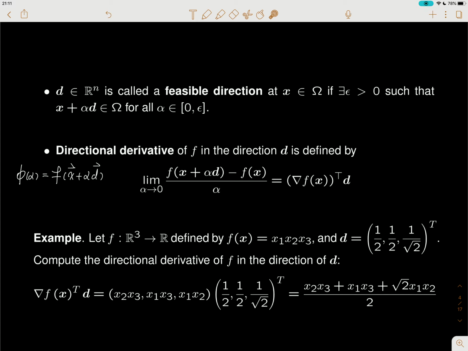Alpha could be positive or negative. If it's positive, that means you're going from x along the direction of d. If alpha is negative, then you're going in the opposite direction of d. So alpha can be any real number. I define this function phi this way. Then the function phi is a function from R to R. It takes the value alpha and gives you f of x plus alpha d, which is still a scalar. This function is actually the function I drew like this. This will be alpha. Sorry, I should draw it in this way.